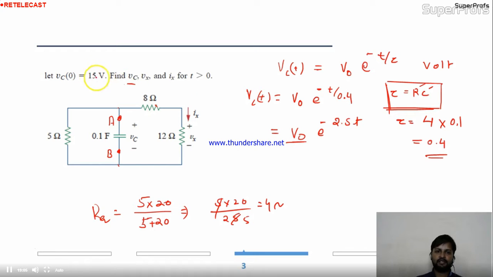V0 is given over here. Yes, it's given over here. So V0 is 15, and Vc(t) is 15 e to the power minus 2.5t. So this is your Vc(t). Now you have calculated Vc(t), the voltage across the capacitor for t greater than 0. Now your task is to calculate Vx and Ix also.